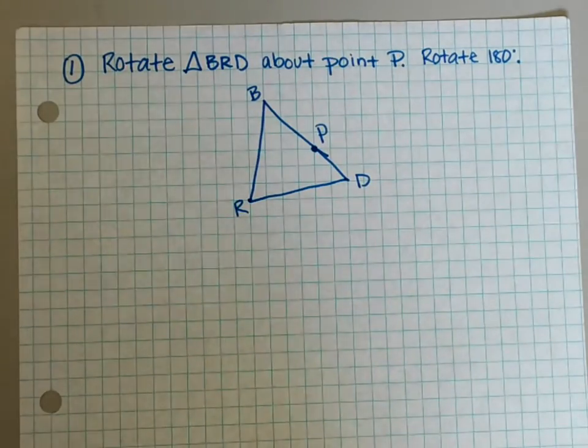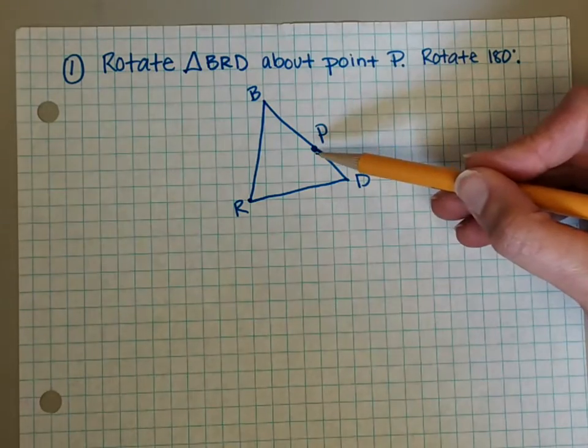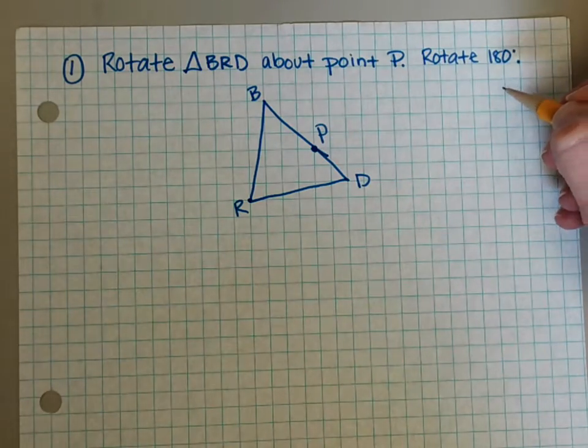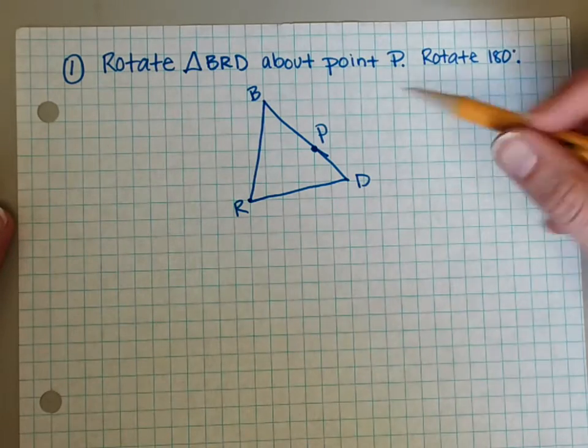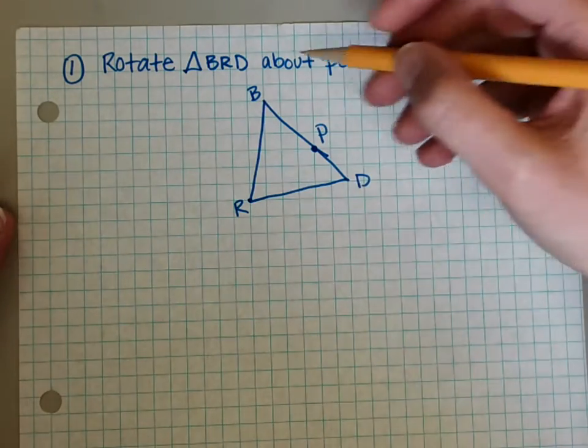Okay, first problem we're going to do. Rotate triangle BRD around point P. We need to know what we're rotating around and how far we're rotating around it. So they say point P, which is right here, we're going to rotate 180 degrees. So the best way to go about this would be to just look at the 3 points, B, R, and D. Let's focus on B first.